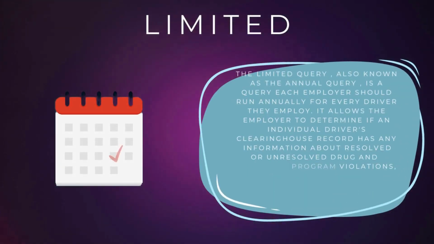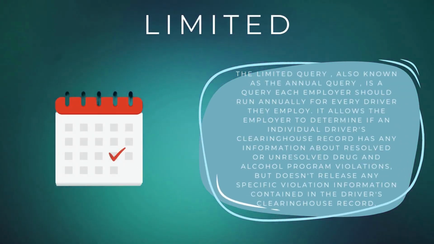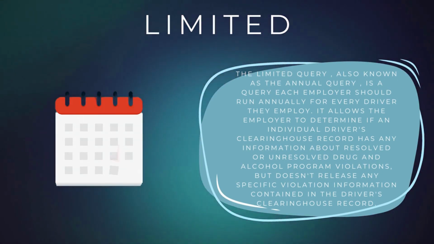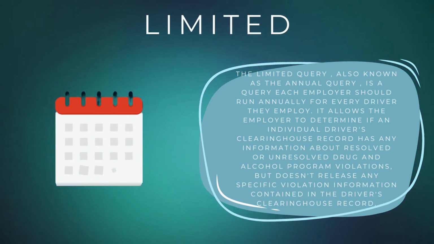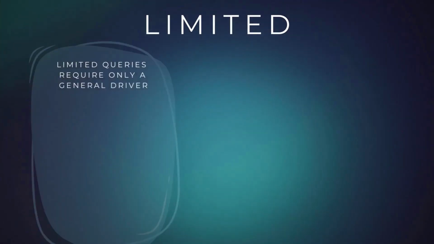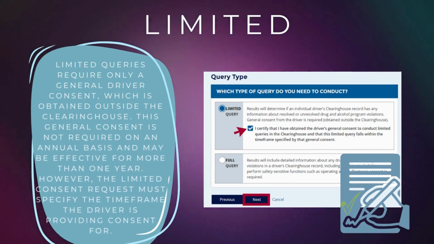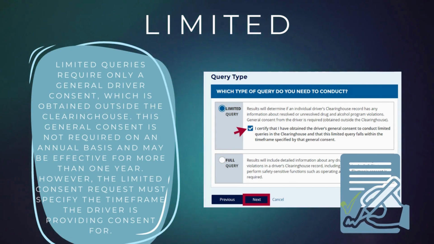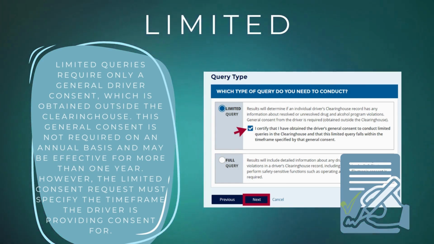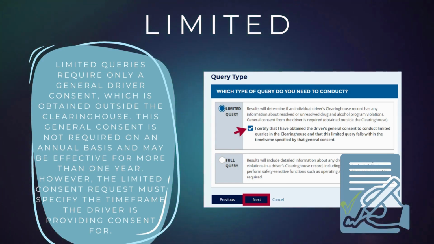Limited query. The limited query, also known as the annual query, is a query each employer should run annually for every driver they employ. It allows the employer to determine if an individual driver's clearinghouse record has any information about resolved or unresolved drug and alcohol program violations, but doesn't release any specific violation information contained in the driver's clearinghouse record. Limited queries require only a general driver consent, which is obtained outside the clearinghouse.